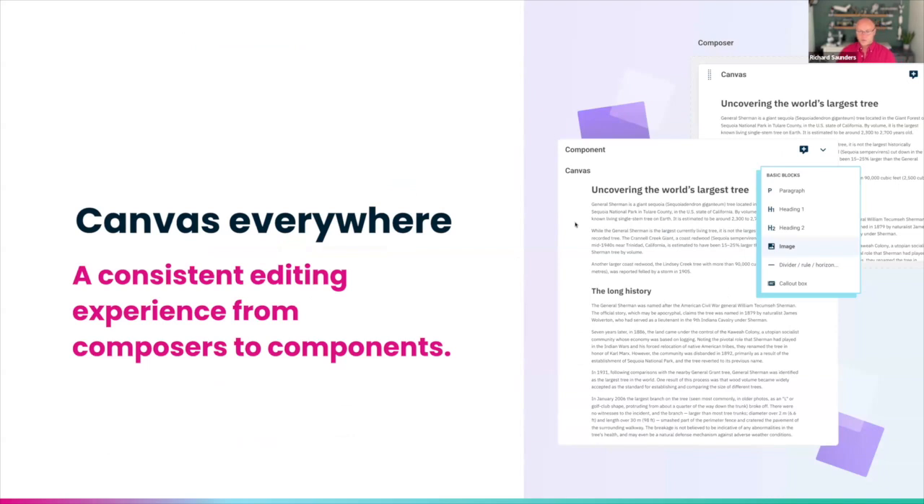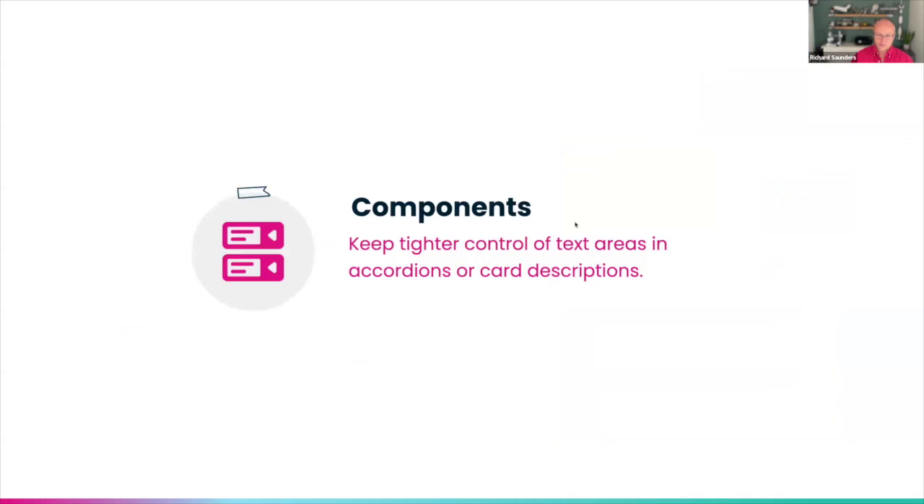One of the other things that we focused on during Contensis 17 was providing a consistent editing experience across Contensis. Previously, you had long text fields, canvas editors, rich text fields, markdown editors, all of which worked in different places at different times. Canvas is now supported everywhere. You can now use them in components, so you can keep a tighter control of content within your component areas.